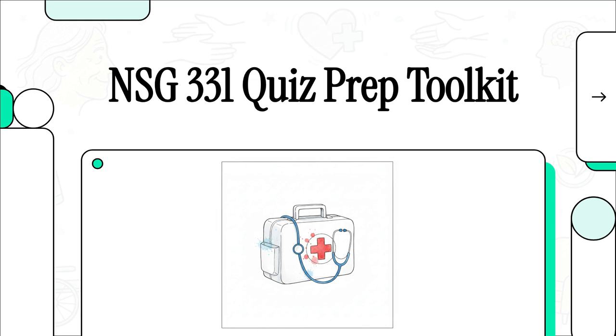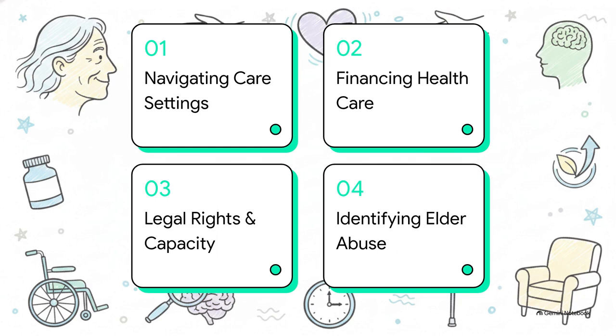All right, here's our roadmap for today. We're breaking everything down into 4 crucial, easy-to-digest topics. Number 1, navigating care settings. 2, financing healthcare. 3, legal rights and capacity. And 4, identifying elder abuse. This is the exact structure you need to compartmentalize the information and totally ace that upcoming quiz. Let's not waste any time and jump right into our first topic.